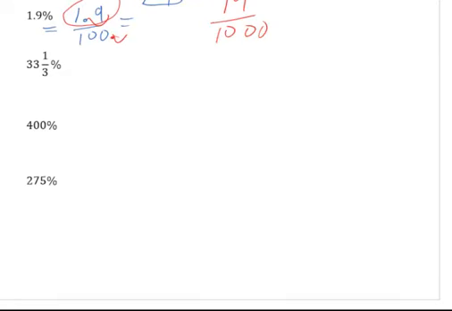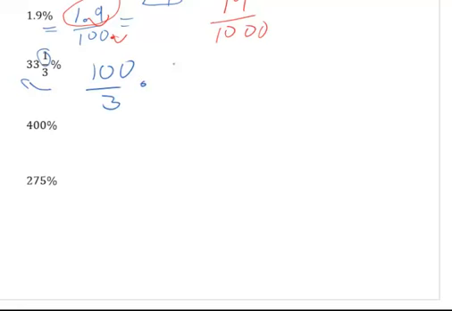In my next problem here, I have 33 1/3%. So what I want to do with this number first is change this to an improper fraction. I'm going to take 3 times 33. That's going to give me 99. 99, I got 99 problems. 99 plus 1 is 100 over 3.